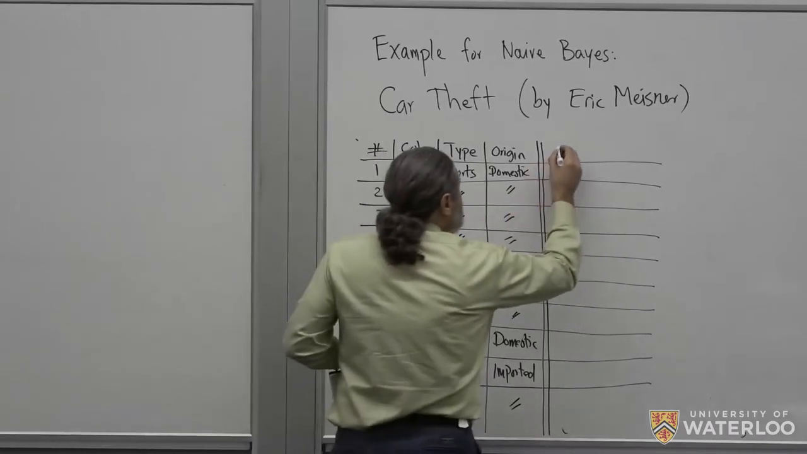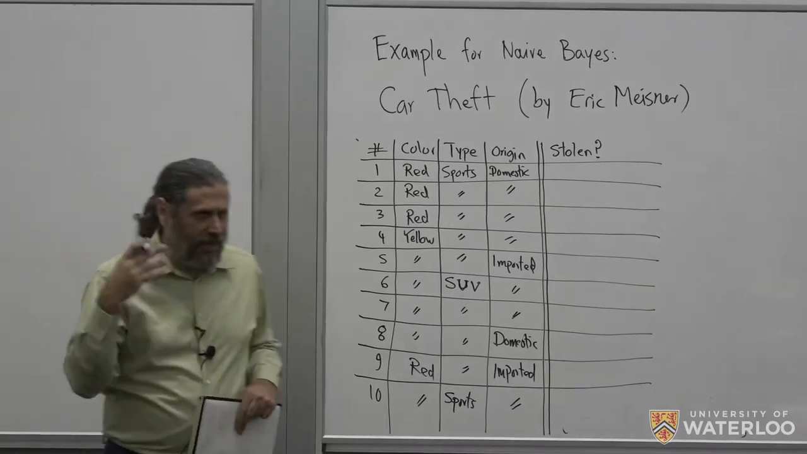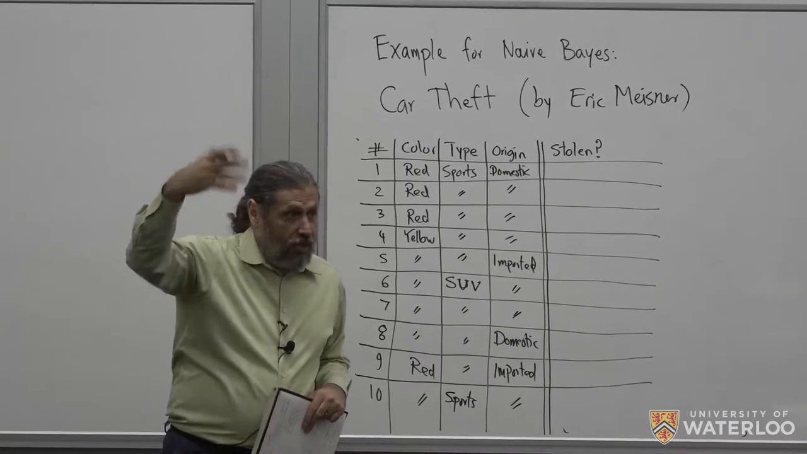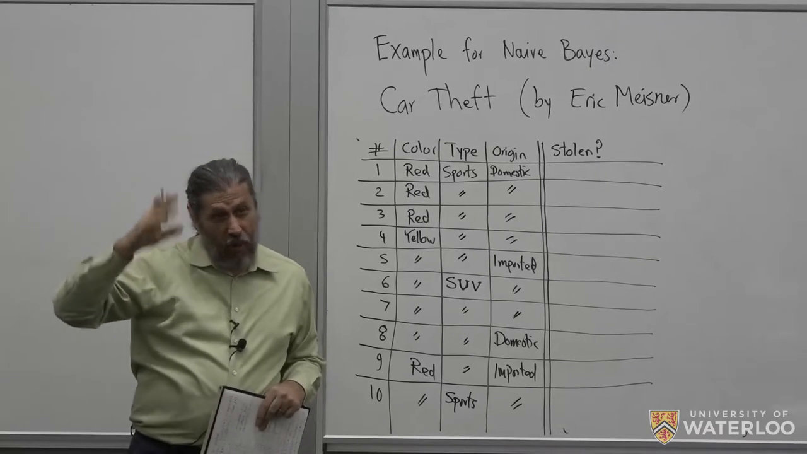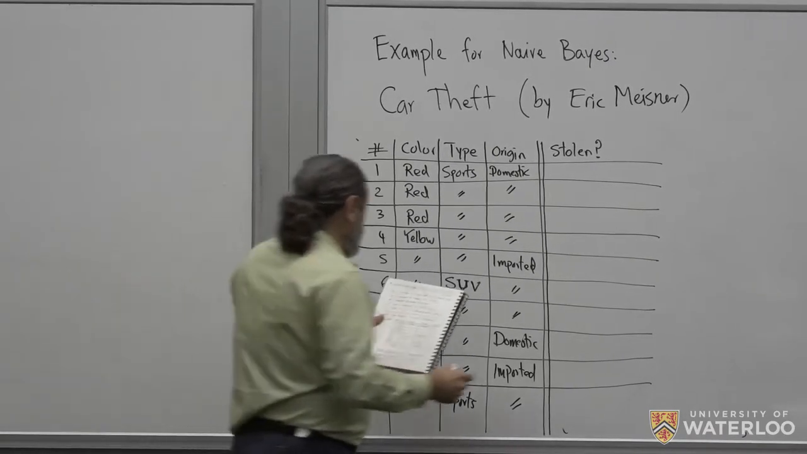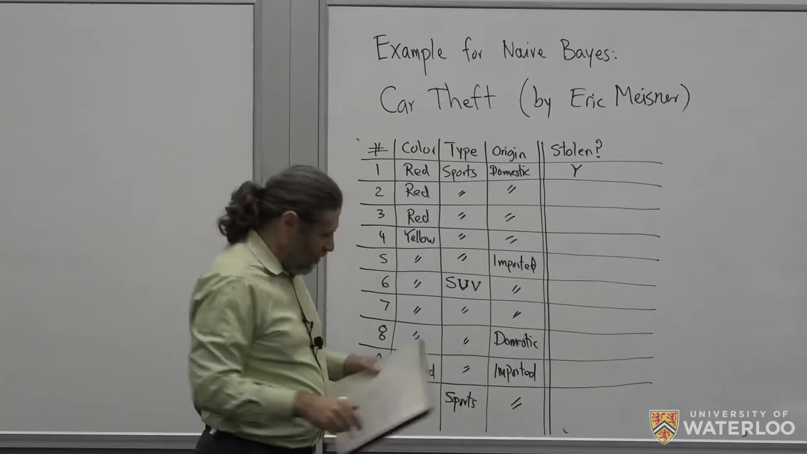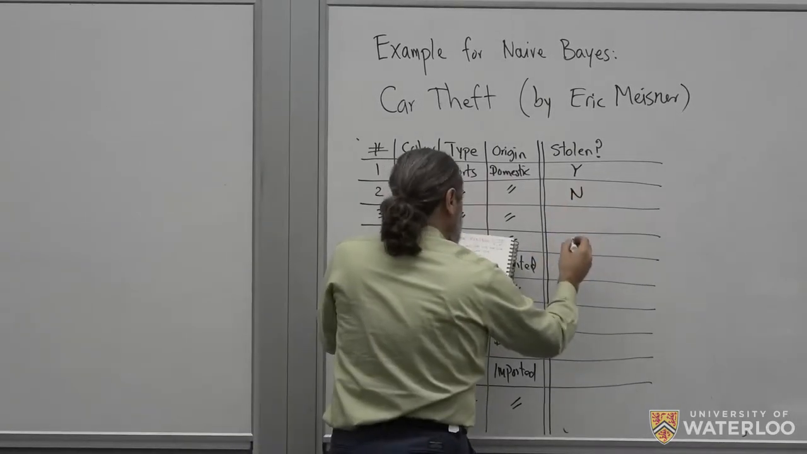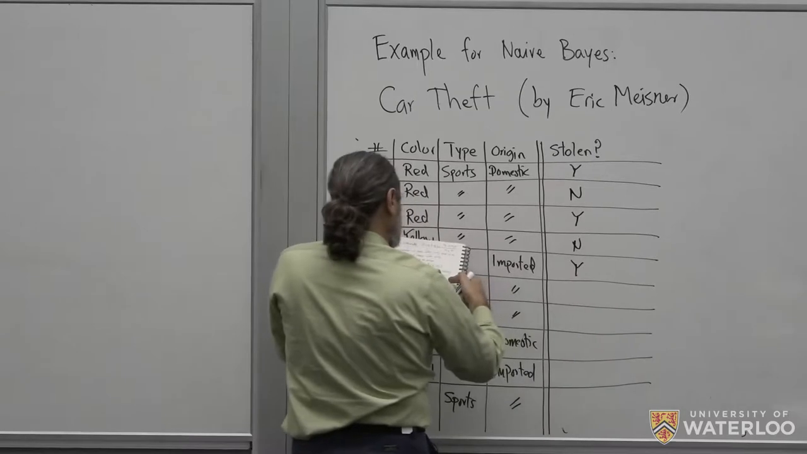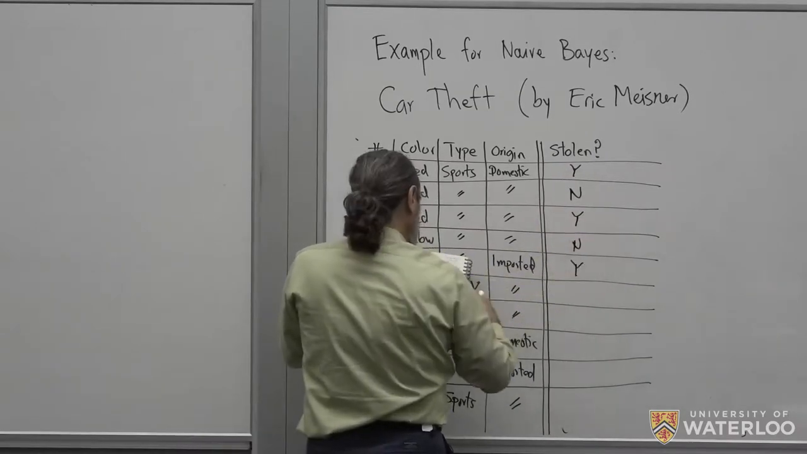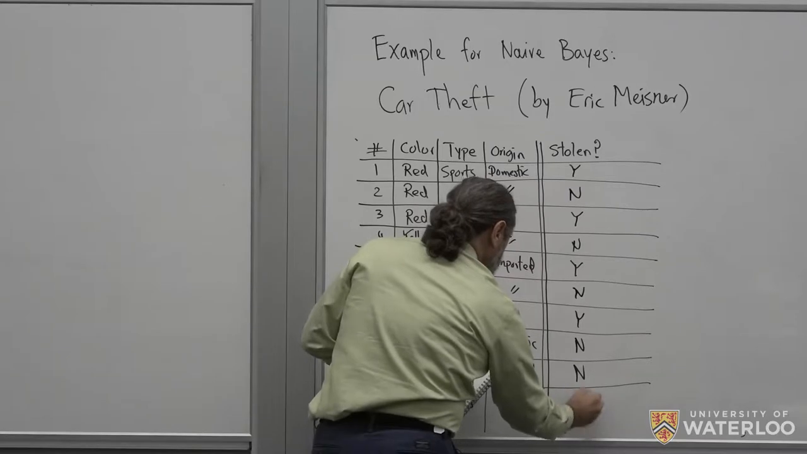Then the question is, was it stolen, or will it be stolen? It could be a question about the past if it is about training data, or about the future, which is the question insurance companies would be interested in, because they want to charge more premium if this is the type of car that people will steal. The first one is a yes. Red sports domestic. Not a very smart thief, but okay. Second one is no. Third one is yes. No. Yes. Yes, no, yes, no, yes, no, yes, no, and then yes, no, yes, no, no, and yes.